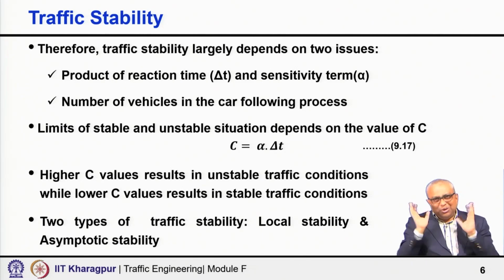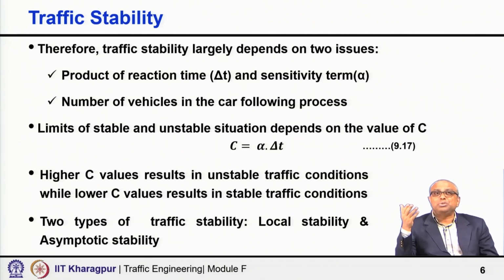Now, altogether, traffic stability largely depends on two aspects. First is the product of reaction time and sensitivity term, because the higher the sensitivity, the more likely it is to be a higher reaction, and higher sensitivity will mean unstable. Low reaction, low sensitivity is likely to be stable. So, the product is a good measure.